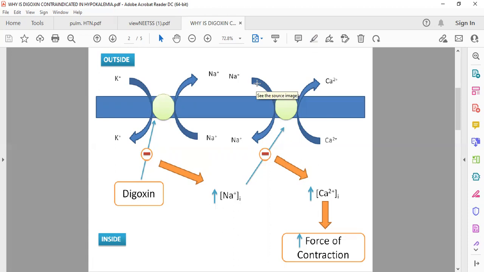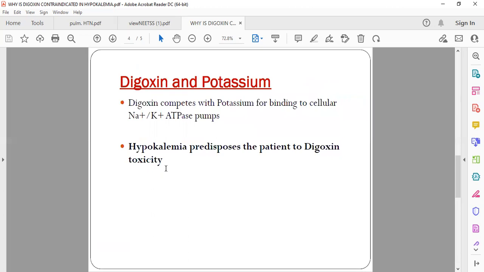The more digoxin binding, the more calcium inside the cell. The more calcium inside the cell, the more chances of contraction and more chances of arrhythmias as well, because there is an electrical abnormality happening because of digoxin. And we all know digoxin has a very narrow therapeutic index. That is, too much digoxin and too little digoxin are both dangerous. Too little may not be very effective, or too high could cause lots of side effects. So if there is no potassium, there is no competition for digoxin, and the more the action of digoxin, the more chances of side effects. So that's why digoxin is contraindicated in hypokalemia. Digoxin competes with potassium, binding to cellular sodium potassium ATPase pumps, and thus predisposes the patient to digoxin toxicity.